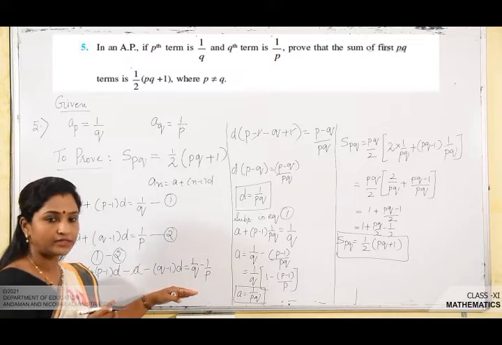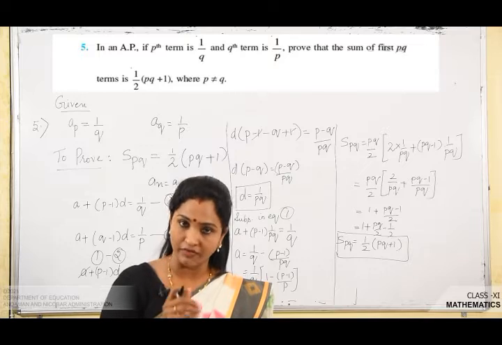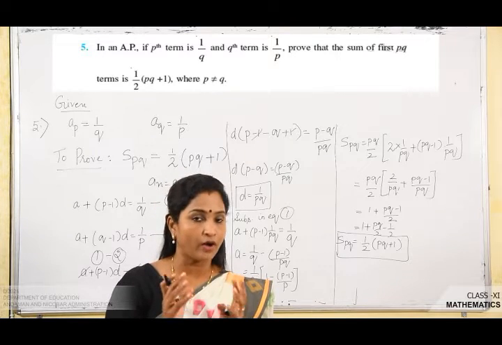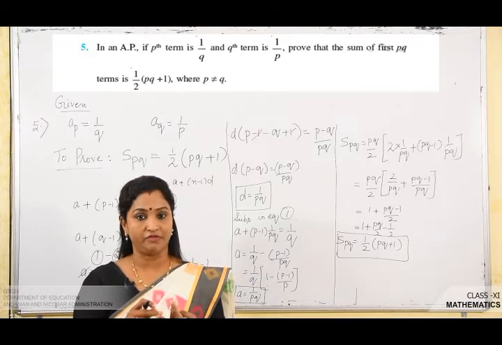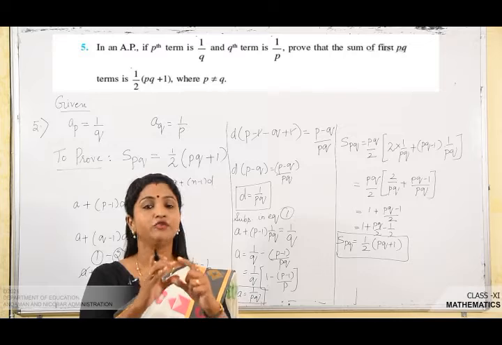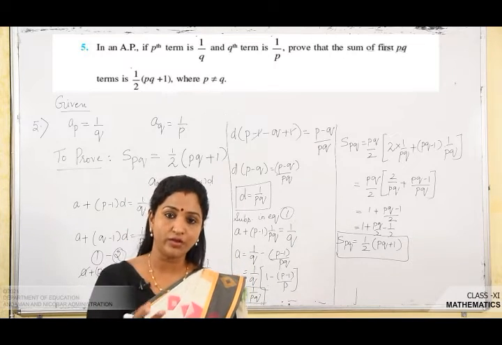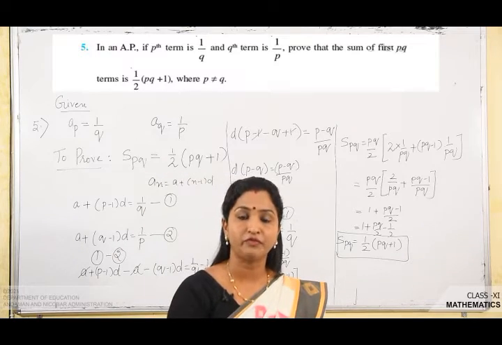I hope this question is clear. Very simple. When you read the question carefully, just find out what is the given thing and what is to be proved. And if you want to prove SPQ, you have to remember that you need the first term and you also need the common difference. For that, they will definitely give you a condition. With the help of that condition, find the value of A and D, substitute in that term and get the answer. So this is your fifth question.